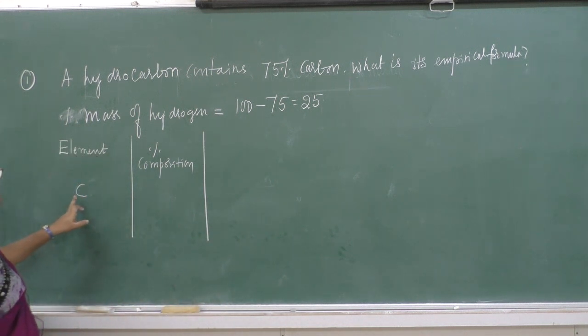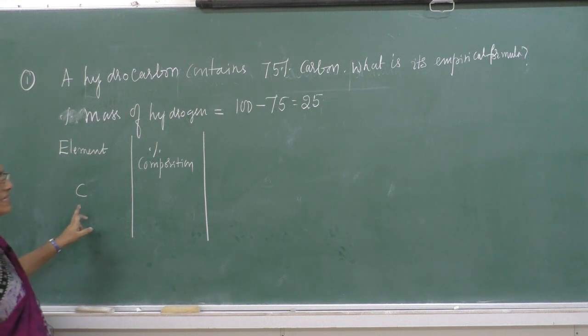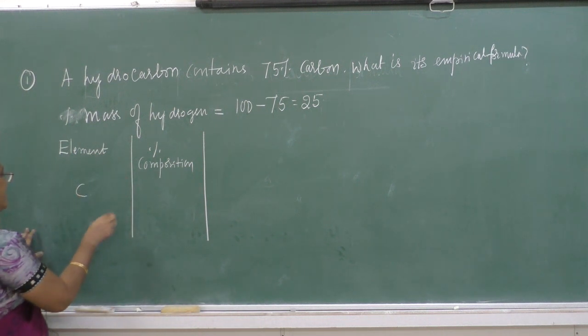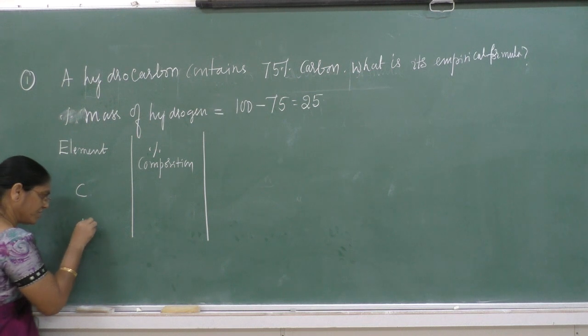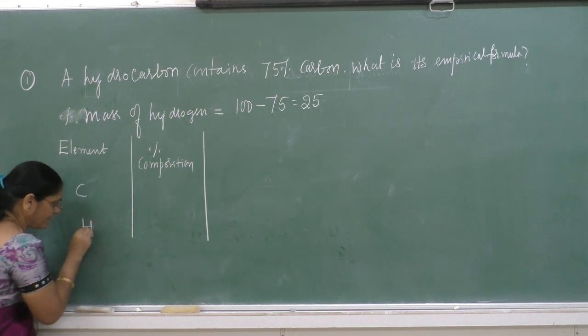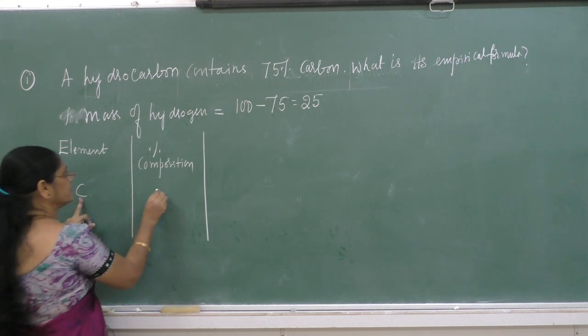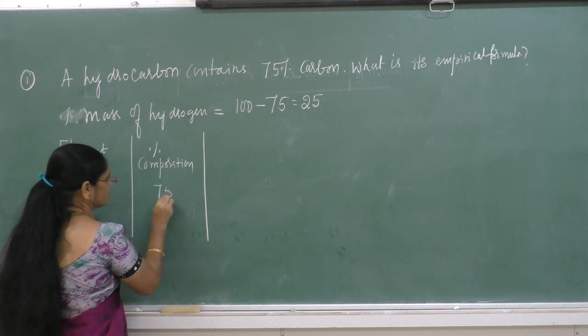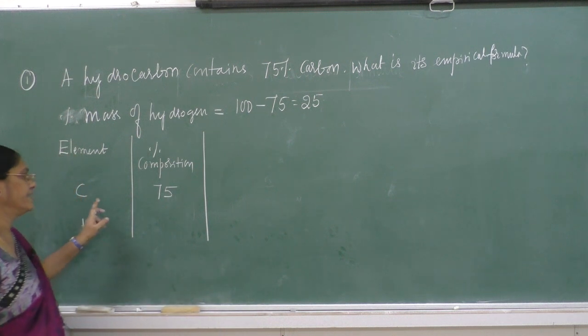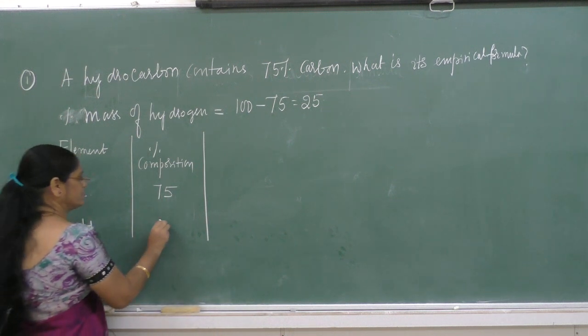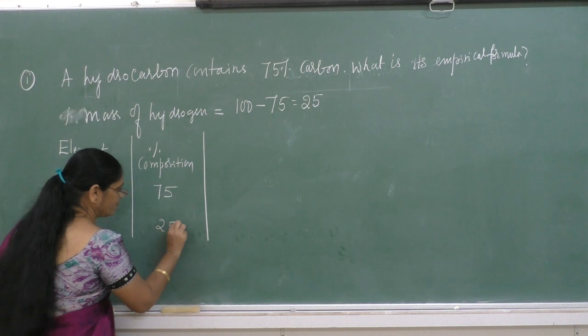I will write it as C. The symbol of carbon is C. Then the second element is hydrogen. So I will write the symbol of hydrogen, that is H. Then what is the percentage composition of carbon? That is 75. Hydrogen is 25.